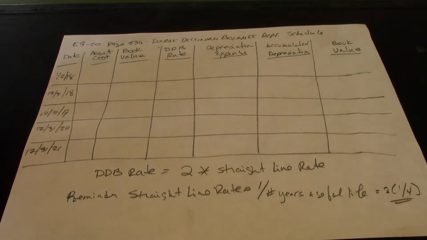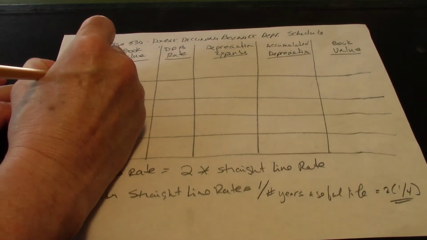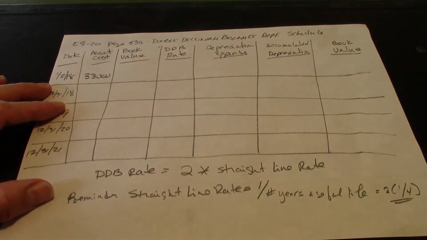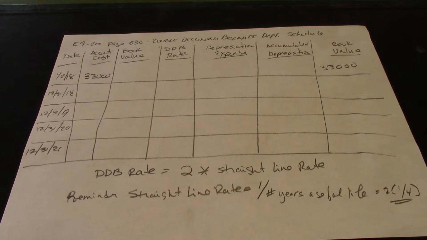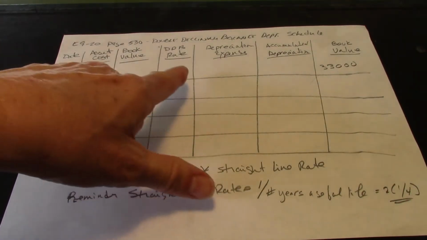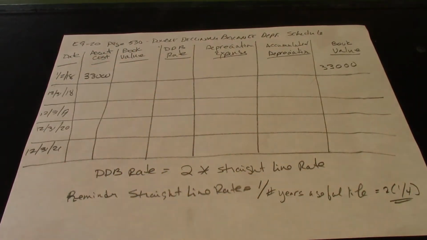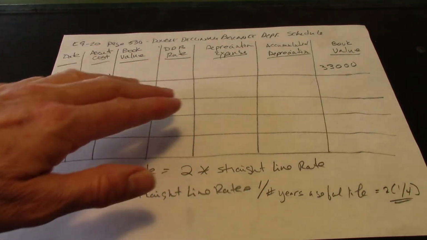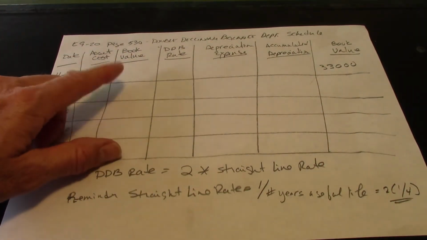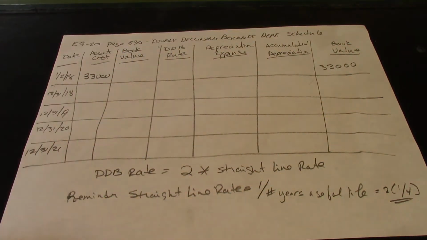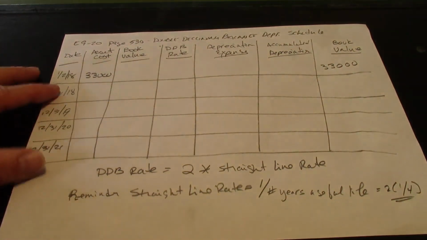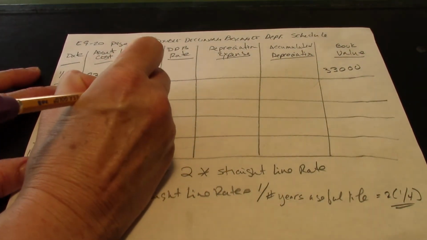We buy the asset. It still costs $33,000. And on that day we buy it, it had a book value of $33,000. Now, one area where double declining balance is different from straight line or units of production: instead of using our rate against the asset cost, we're going to take the book value. So every time we recalculate book value, we're going to bring it over here. So our book value, of course, the first year is the $33,000.